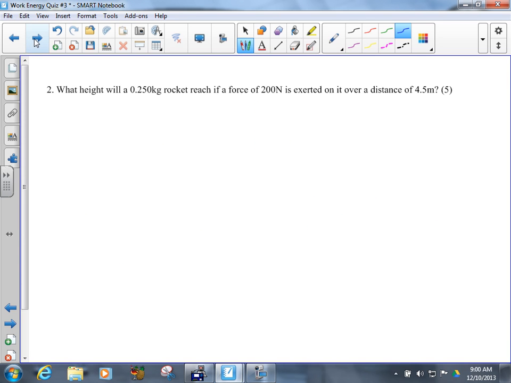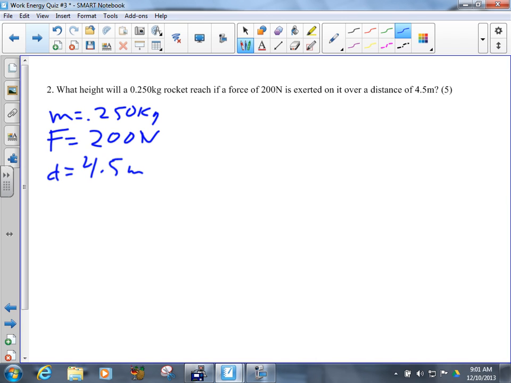Okay, number 2. So we got this little rocket that, unfortunately, in the end, I picked bad numbers and doesn't go very high, but whatever. We've got this 0.250 kilogram rocket, so we know the mass. We know the force exerted on it is 200 newtons, and that force was exerted over 4.5 meters. 1 mark for their givens.